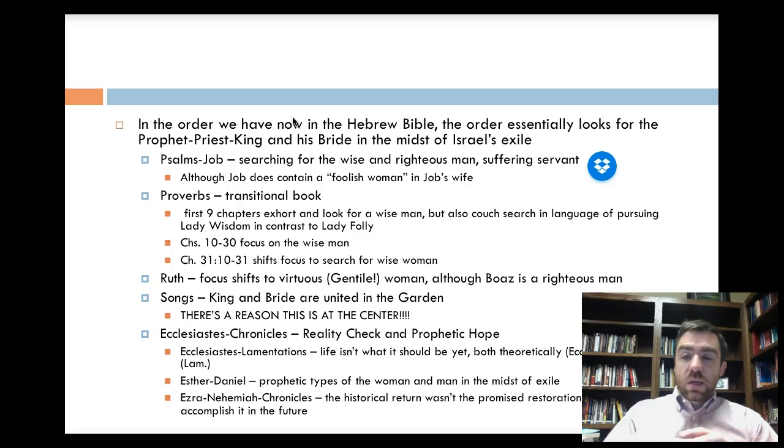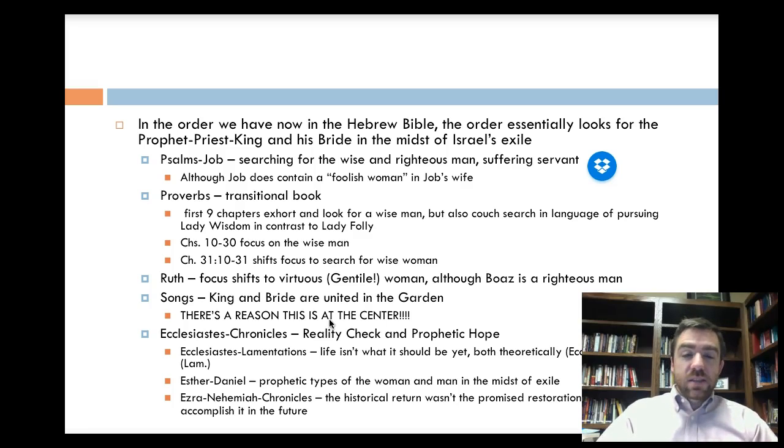And then with Songs, we have Songs giving us a portrait of a king and his bride who are united in the garden. And so really Songs is sort of this poetic culmination of the hope of these first five books. And as I say, there's a reason Songs is at the center, because it really portrays the hope of Israel. They're looking for the wise king who suffers for his people, pursuing the virtuous woman, his bride, in a renewed earth. And that's the portrait that Songs gives us.